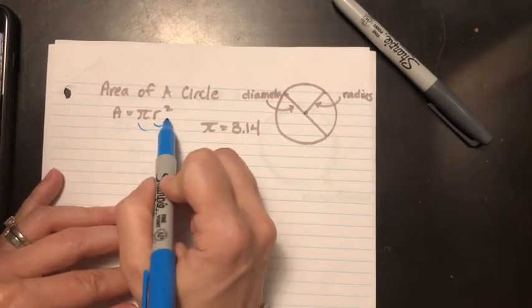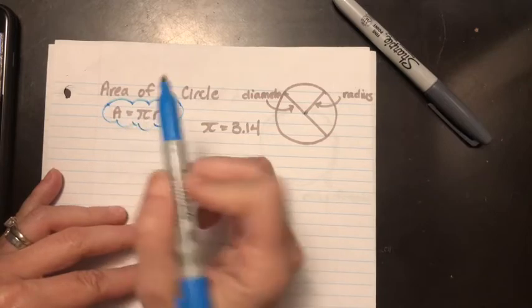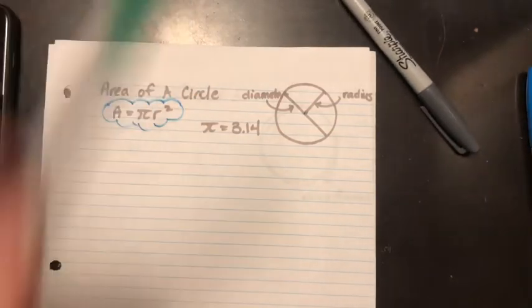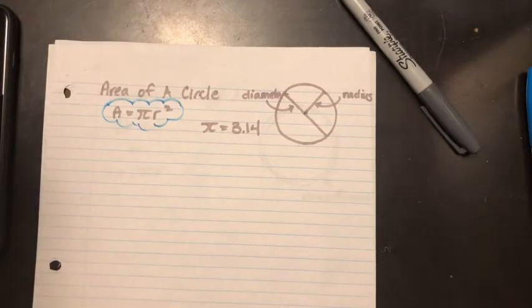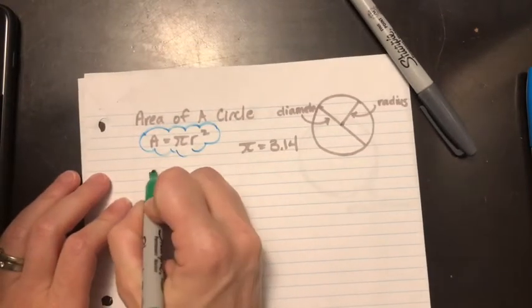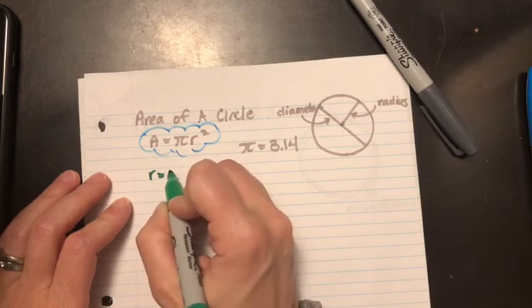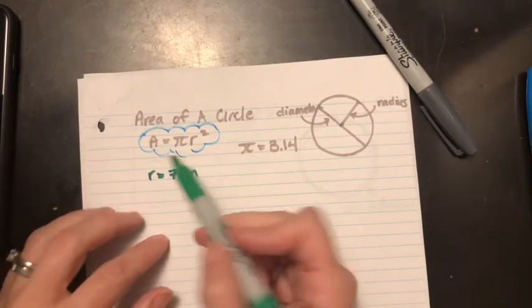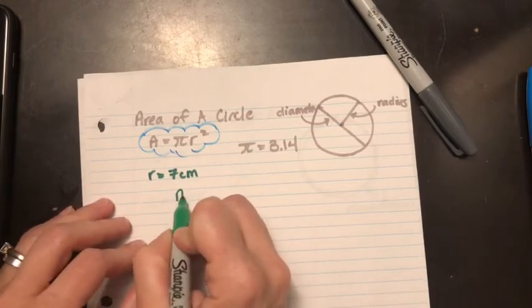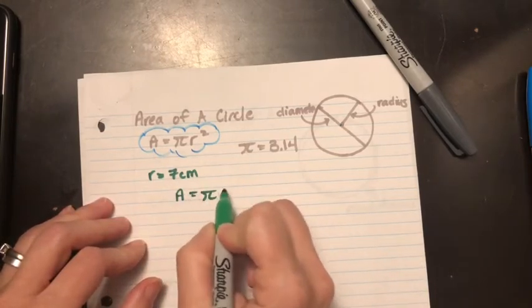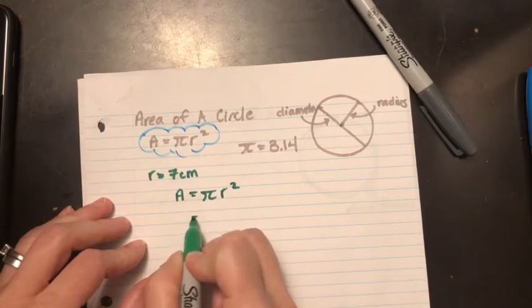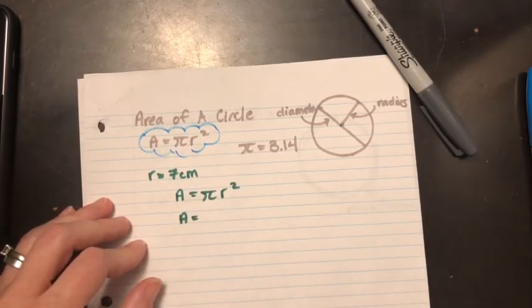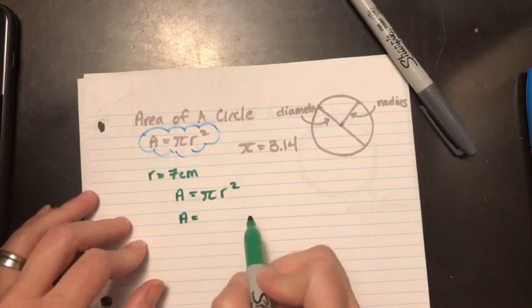This is the formula that you all need to fully memorize so that you are able to answer questions. So if they give you the radius, if they say radius equals 7 centimeters, then you will use this formula. You're going to write area equals pi times radius squared. Then underneath it, you're going to line up your equal sign. You're going to write the A again, and then you're going to start substituting. So this is the second line of math.